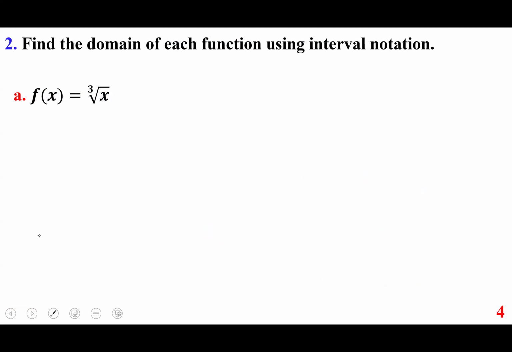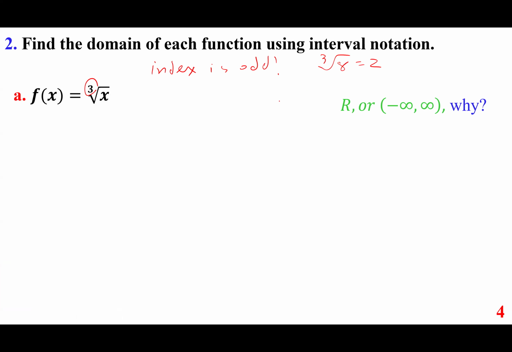So in this case, cube root of x, the domain is all real numbers, because the index is odd. For example, cube root of 8 is 2. Cube root of negative 8 is negative 2. No restrictions, everybody. That's why.